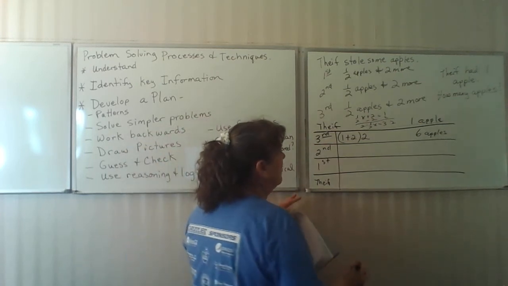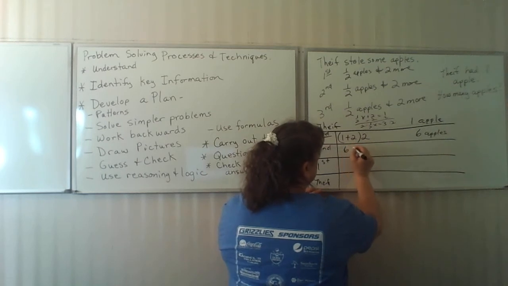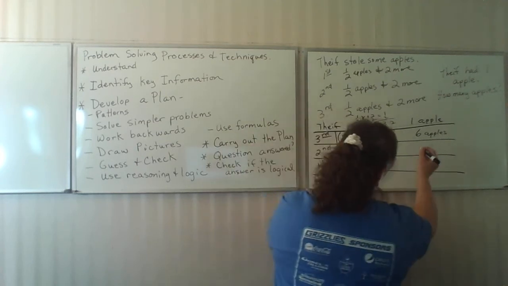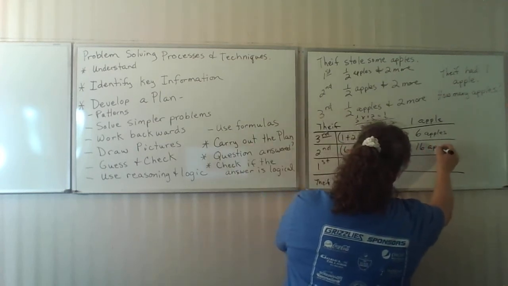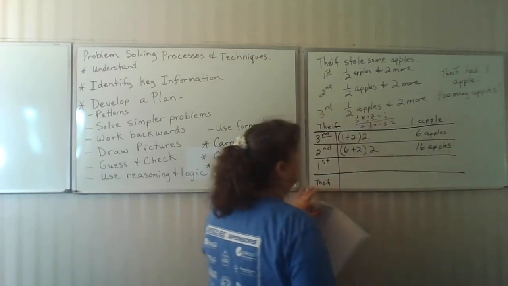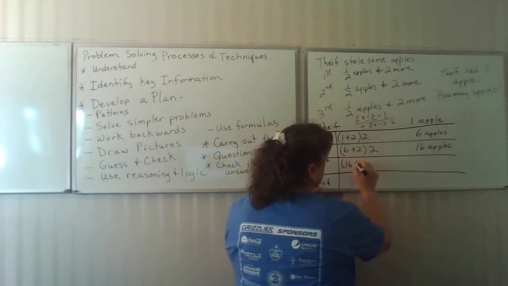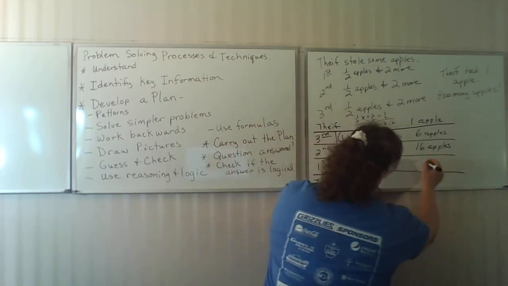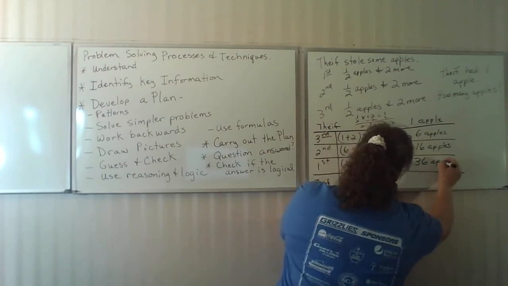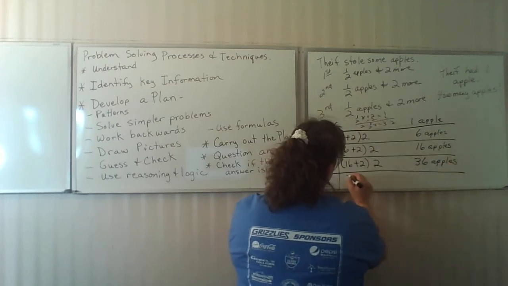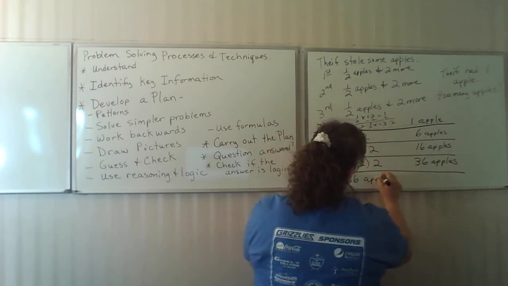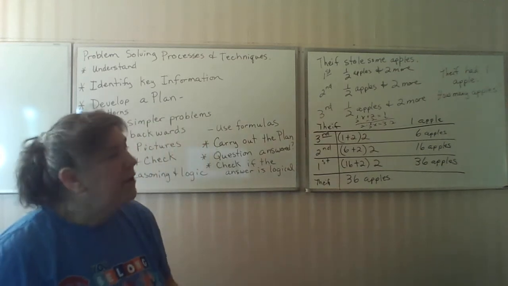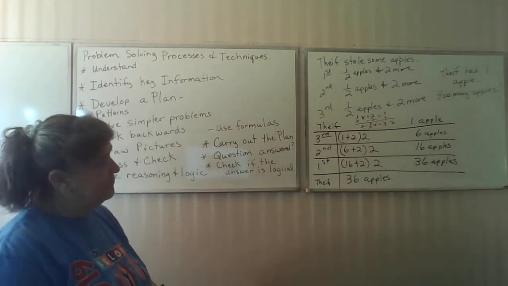Now, what's going to happen here? Well, again, 6 plus 2 more, and double it. And that gives me 8 times 2, which is 16 apples. And then 16 plus 2 times 2, that gives you 18 times 2 is 36 apples. So what did the thief start with? He started with 36 apples. So there's a logical approach to take to get this.